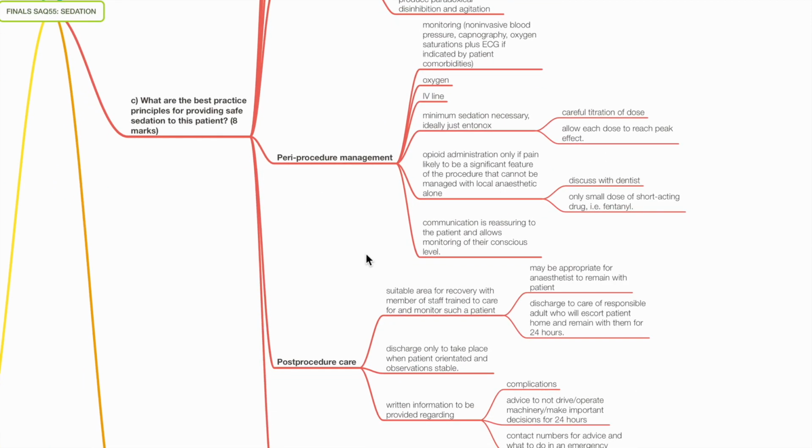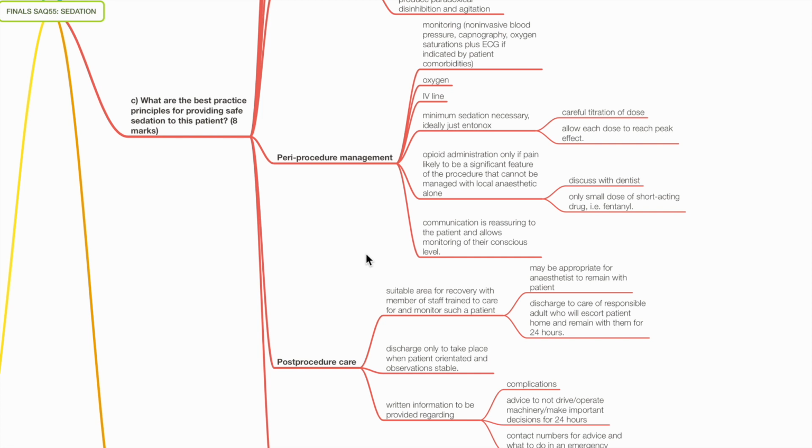Peri-procedure management, monitoring such as NIBP, capnography, oxygen saturations plus ECG if indicated by patient morbidities, supplementary oxygen, presence of IV line, minimal sedation necessary, ideally just Entonox with careful titration of dose, allow each dose to reach peak effect.